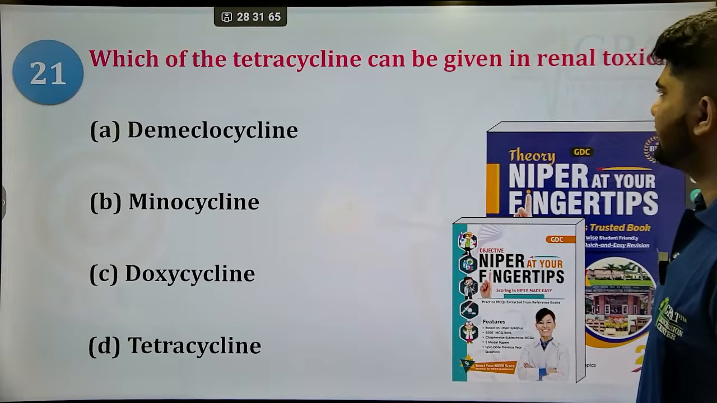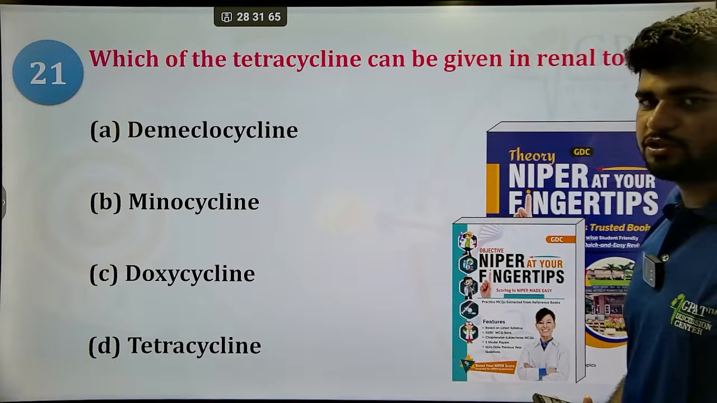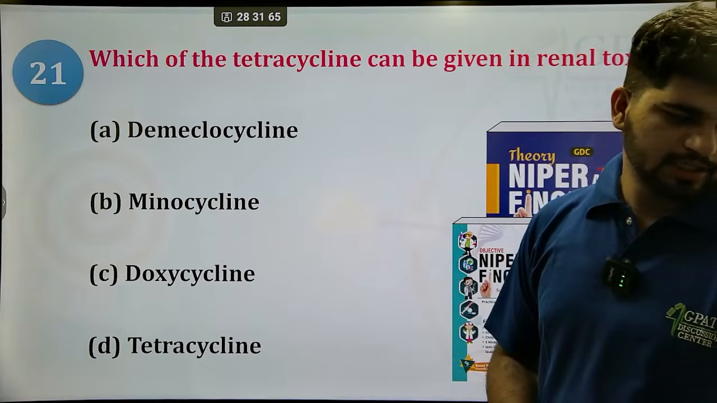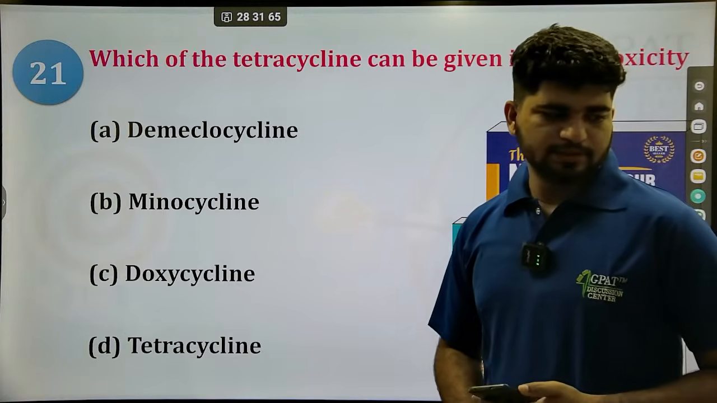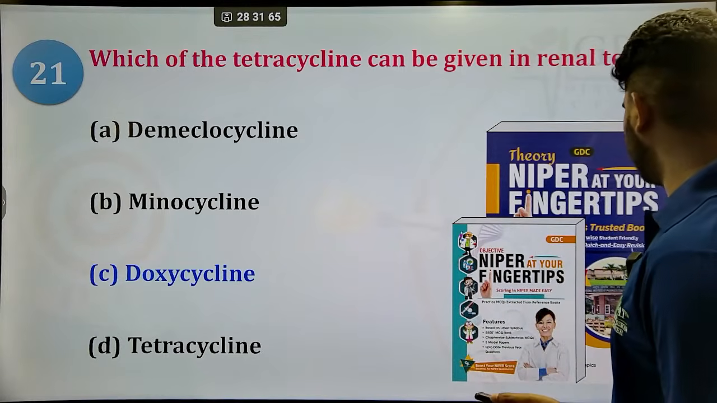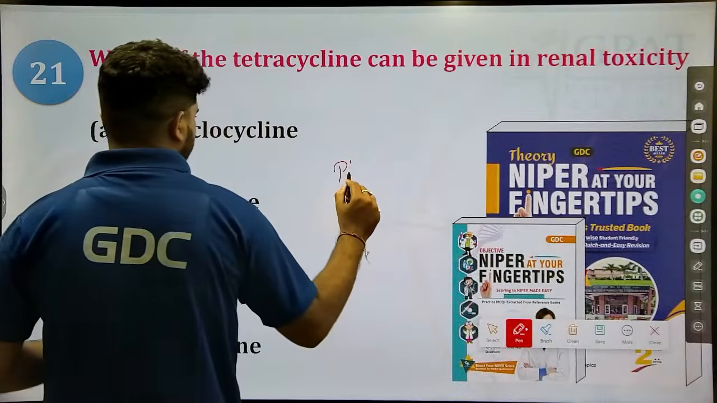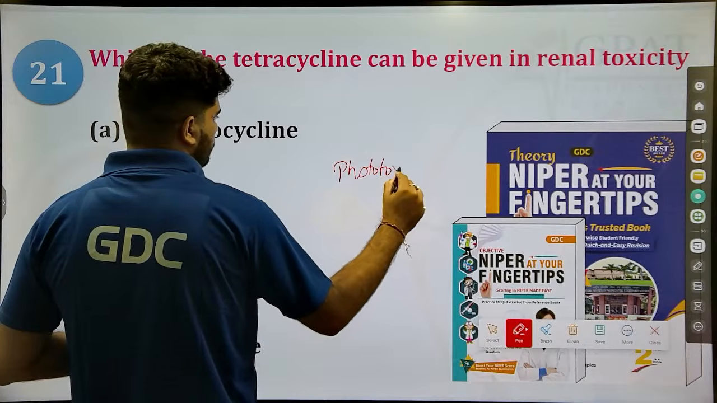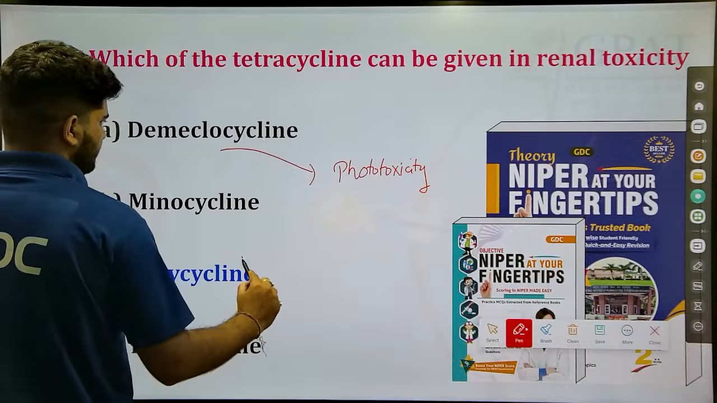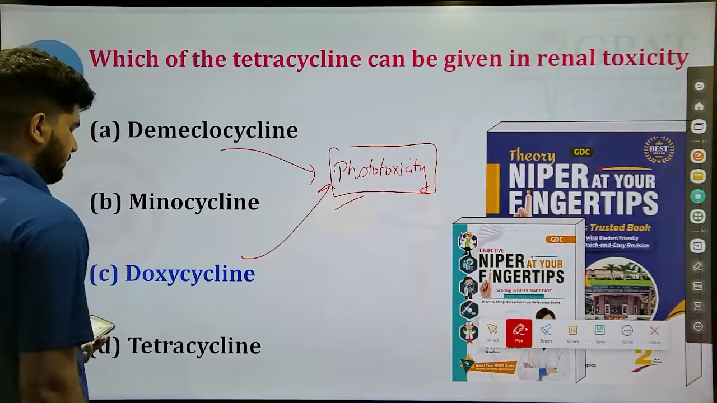Now, which of the tetracyclines can be given in renal failure? Is it demeclocycline, minocycline, doxycycline, or tetracycline? That is your doxycycline over here. Apart from that, if I talk about phototoxicity, then it would be demeclocycline as well as doxycycline, which can cause phototoxicity. Make sure you remember this one.